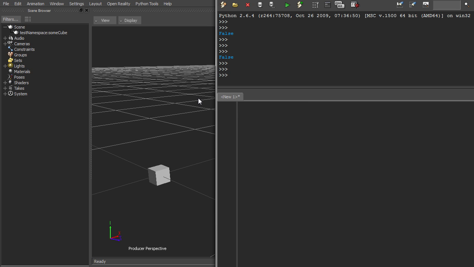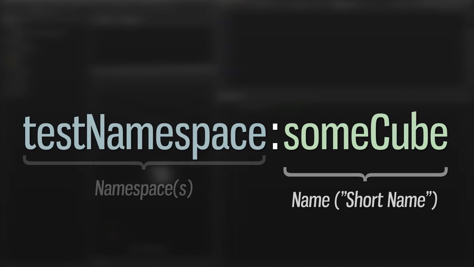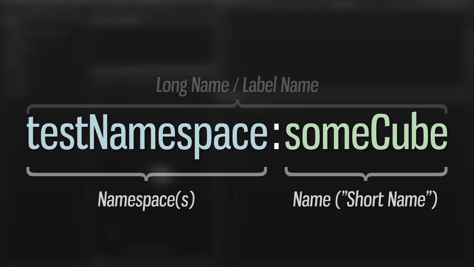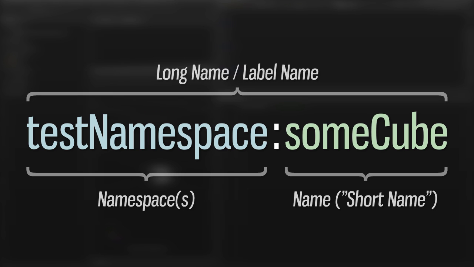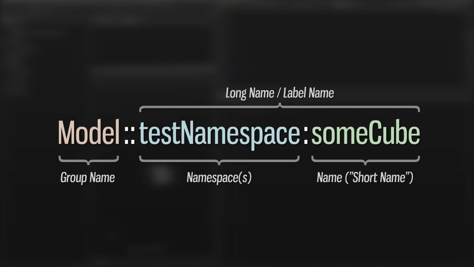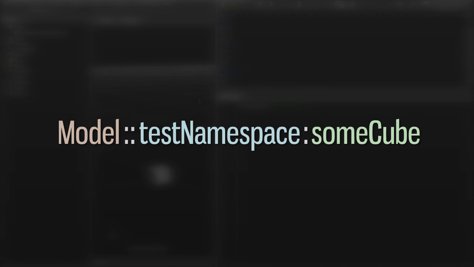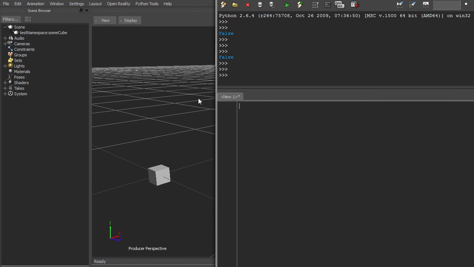Let's move on to names. Internally, there are three parts to a component's name, though only two of them are exposed to the user. You'll already be familiar with the plain old name, which is to the right of the colon, and the namespace to the left of the colon. Both of these together give you the long name, or label name. The hidden third part of a name is called the group name, and it's joined to the long name with a double colon to give you the full name. The group name can't be changed, and it's simply determined by the type of object you're dealing with. To access or change just the name, or you might call it the short name, you use the name property.